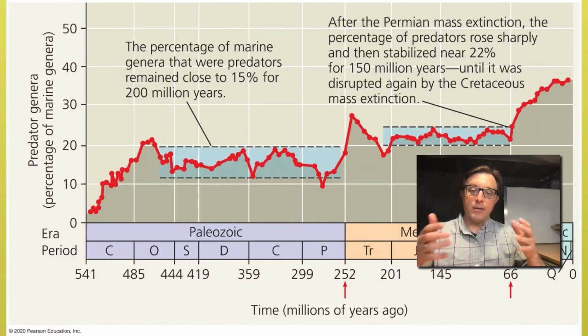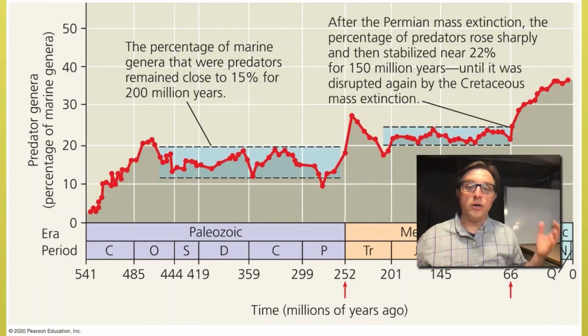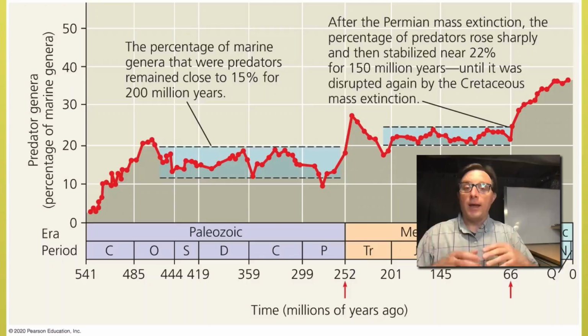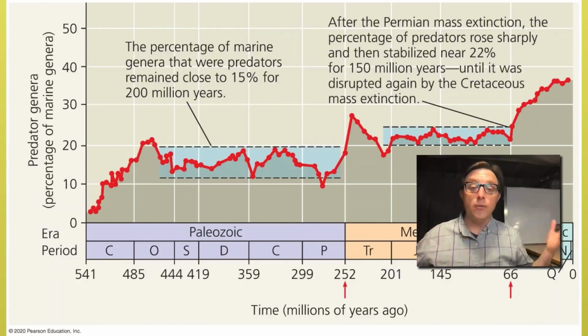Looking at that Permian mass extinction, the 252 million years ago event, this graph is looking at the percentage of marine animals that were predators. For a long time before the Permian mass extinction, that number was fairly stable, somewhere around 15%. Immediately after that mass extinction, that number jumps way up and then stabilizes at a slightly higher number, around 22%, which is a fairly significant rise when you look at the overall graph.